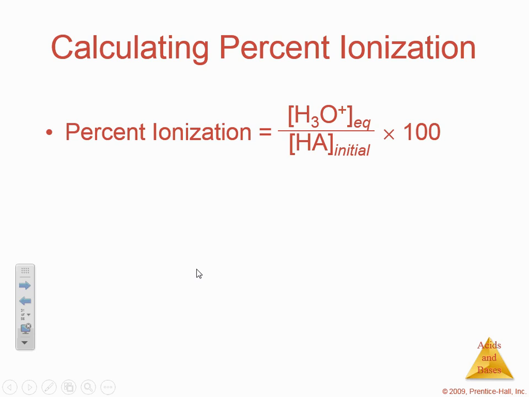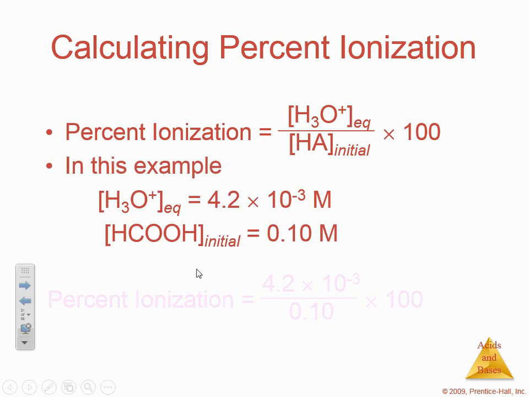Remember, strong acids ionize completely. Weak acids do not. They only partially dissociate. So we really want to focus on figuring out at what percent they actually ionize. How we're going to do that is you're going to take the concentration of hydronium divided by the initial concentration of the acid and multiply by 100.